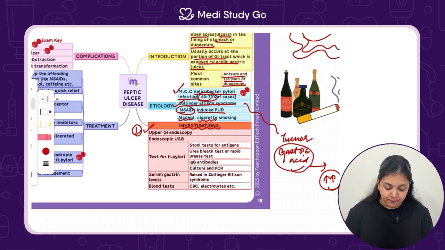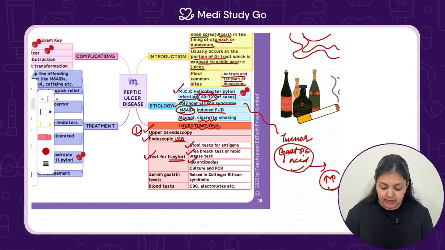Then you can do an endoscopic ultrasonography, wherein an ultrasound is taken and all the organs are assessed for wherever the damage has occurred, and also to rule out any presence of soft tissue tumor like the Zollinger-Ellison as we studied. Then we do a test for H. pylori being present. We do a stool test, a urea breath test.